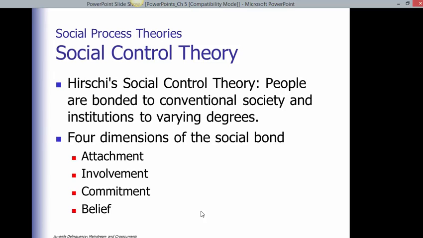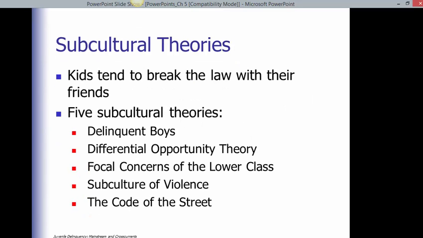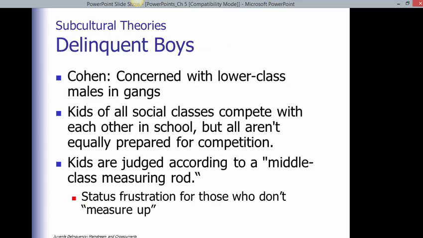Four dimensions of the social bond include attachment, involvement, commitment, and belief. Subculture theories. Kids tend to break the law with their friends. Five subculture theories: Delinquent Boys, Differential Opportunity Theory, Focal Concerns of the Lower Class, Subculture of Violence, and the Code of the Street.